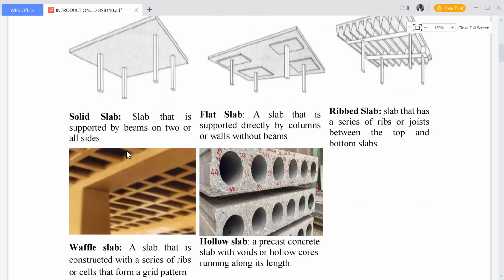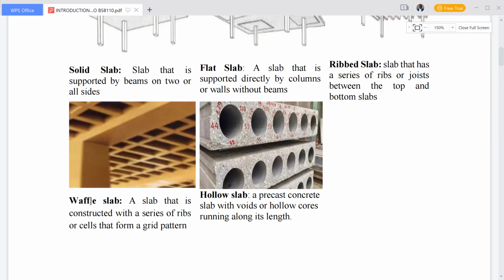Then we have another slab we call waffle slab. A waffle slab is a slab that is constructed with a series of ribs or cells that form a grid pattern. So these are ribs. Now, these ribs are interconnected in a way that they form grids. So this is what we call the waffle slab.